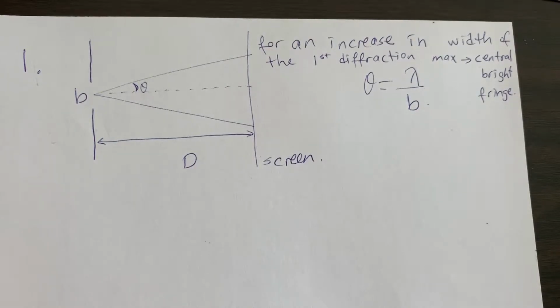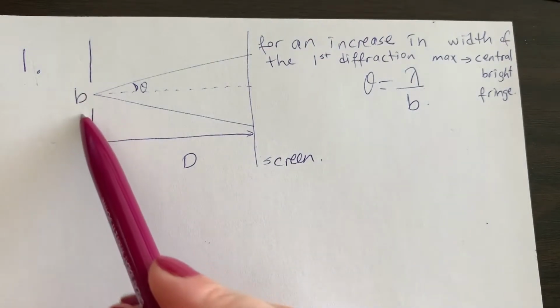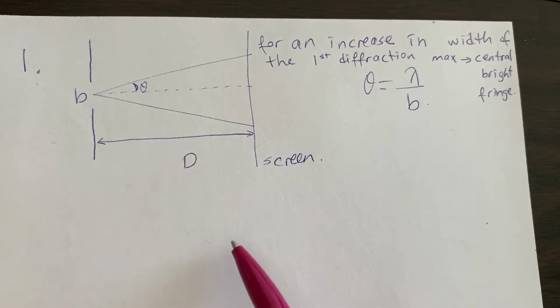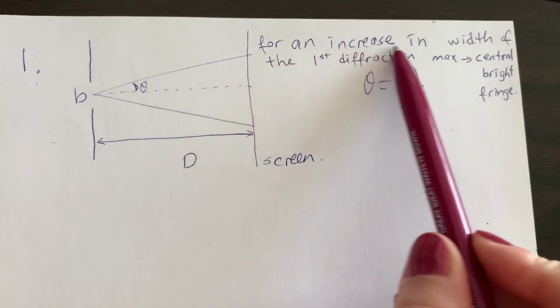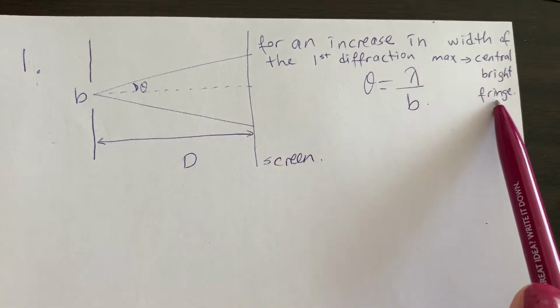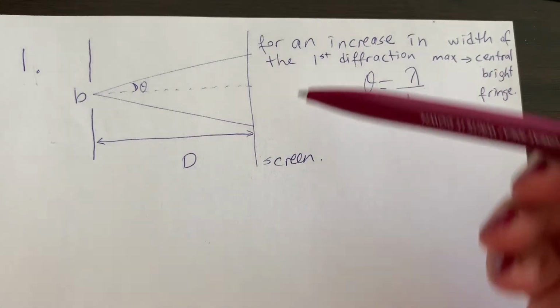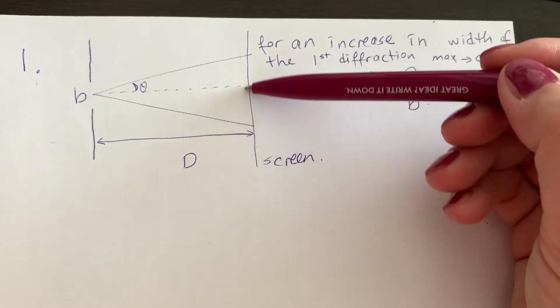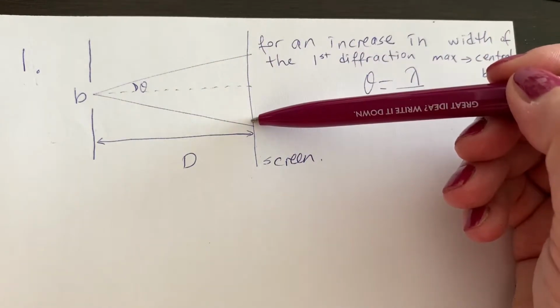In the first question, we have a single slit given, distance d to the screen, and we're asked to find which of the following changes carried out separately will result in an increase in width of the first diffraction maximum. So this is the condition given. By the first diffraction maximum, the question means the width of the central bright fringe. So basically the width of that region seen on the screen.